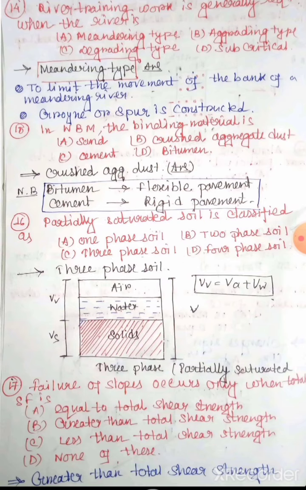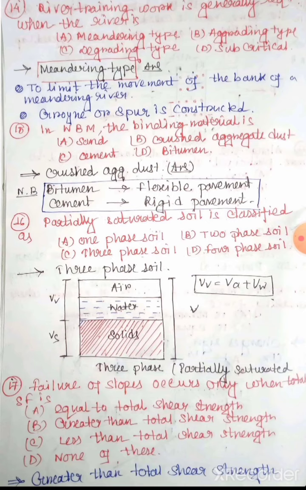Next question. River training work is generally required when the river is meandering type, aggrading type, degrading type, subcritical. Correct answer for this question is meandering type. To limit the movement of the bank of a meandering river, river training works are generally constructed, and groyne or spur is constructed for river training work.